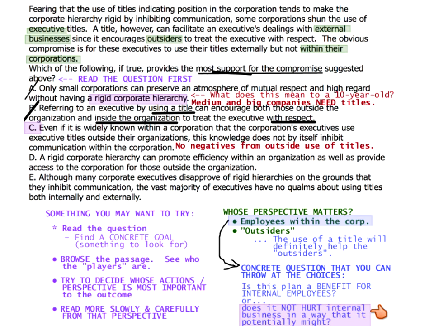D is a lot like A. Here we are back to cheerleading for the idea of using titles again. In terms of how I would explain this to a fourth grader, I would just write: titles equals good. And then E, although many of them don't like them, the vast majority have no qualms. Well, this is the people whose perspective we don't particularly care about, because it's not the perspective of the executive that matters here at all. It's how everybody else perceives the executive.